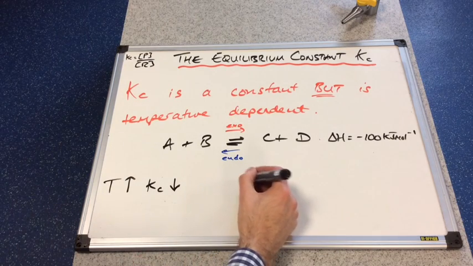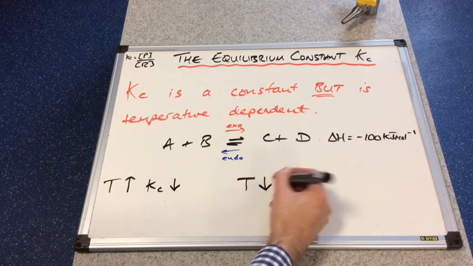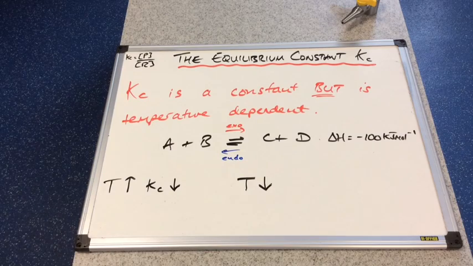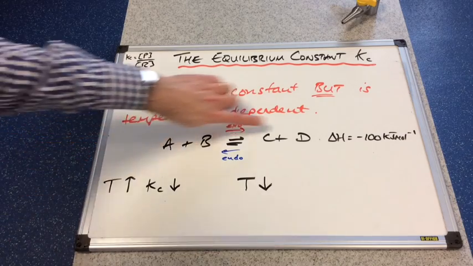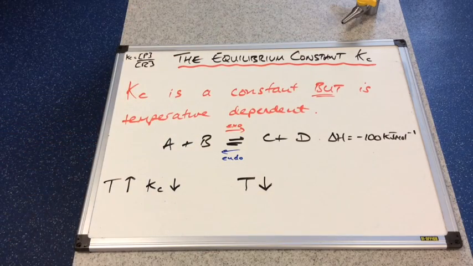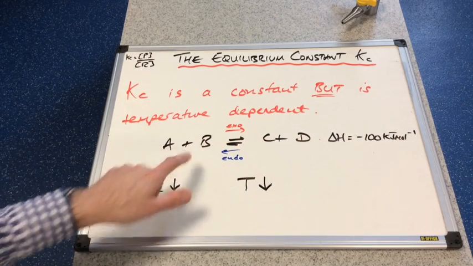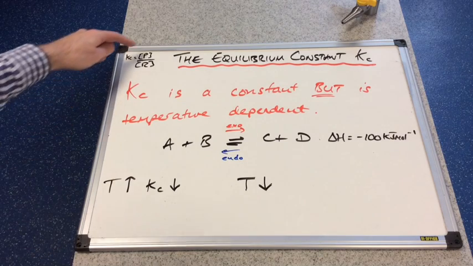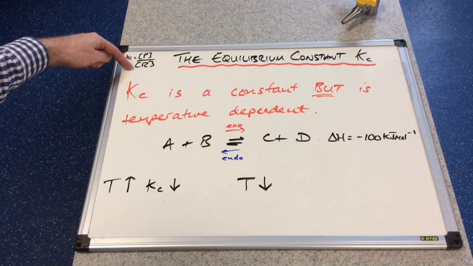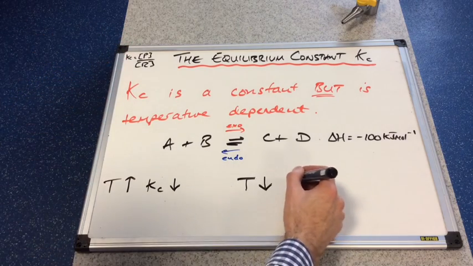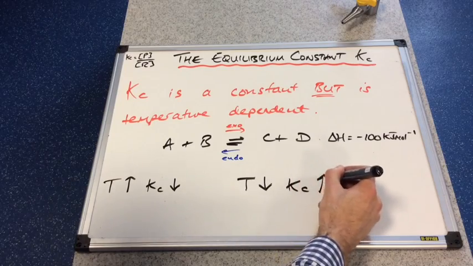If we decrease the temperature, then it's going to favour the forwards, the exothermic reaction in this case, and so we're going to have more products, fewer reactants at equilibrium, and so this number is getting bigger, this number is getting smaller, Kc will therefore increase.